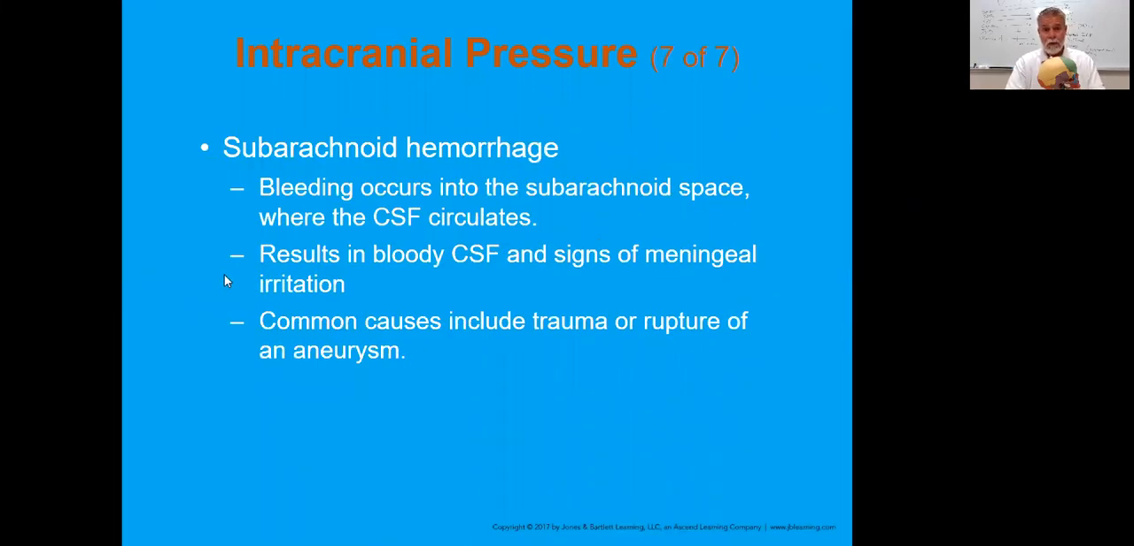The subarachnoid hemorrhage: there's bleeding that occurs in the subarachnoid space. And why that's bad is that's where the CSF circulates. So when we look at the CSF, is it bloody? Is it clear? Passing that information along, the neurosurgeon is going to get that information from you, so they have a higher suspicion of this type of injury. It could be trauma, or the rupturing of an aneurysm. What kind of aneurysm? It could be a cerebral aneurysm.